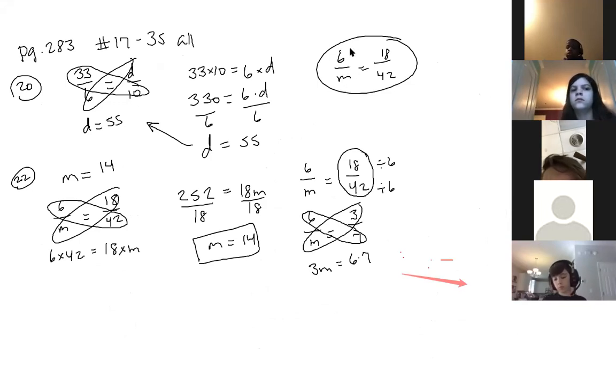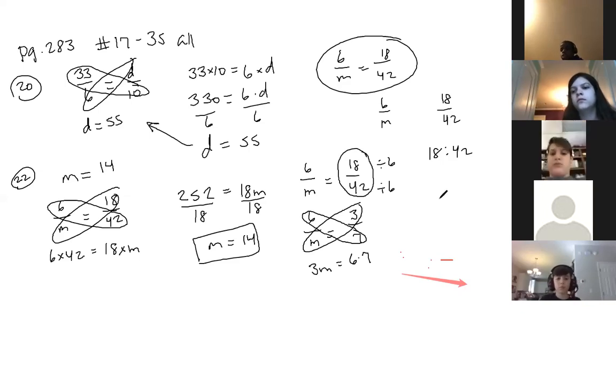Remember, a ratio can be written as a fraction, or it can be written as... They say equivalent ratios are two ratios that express the same relationship between numbers. You can create equivalent ratios by multiplying or dividing both the numerator and denominator.